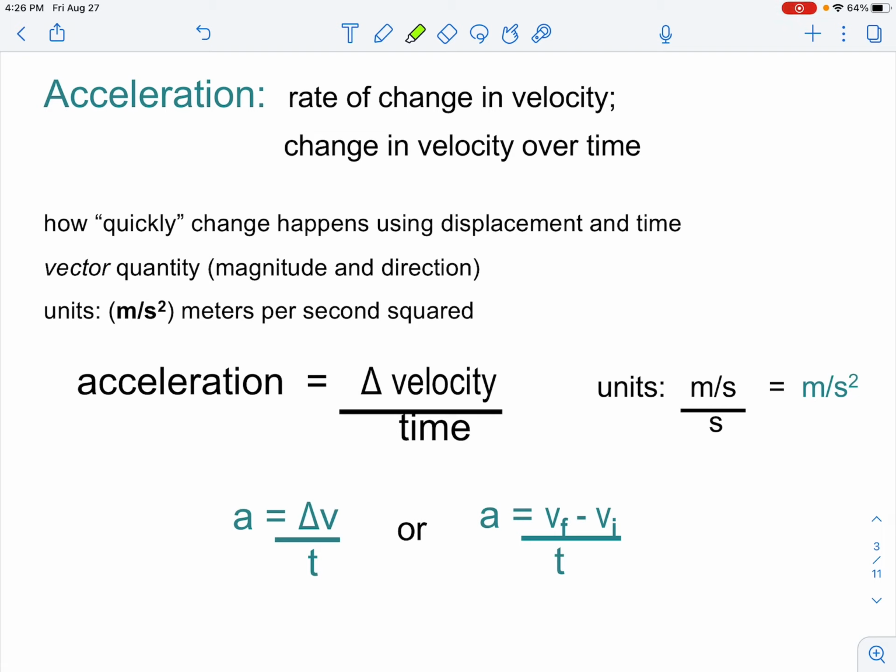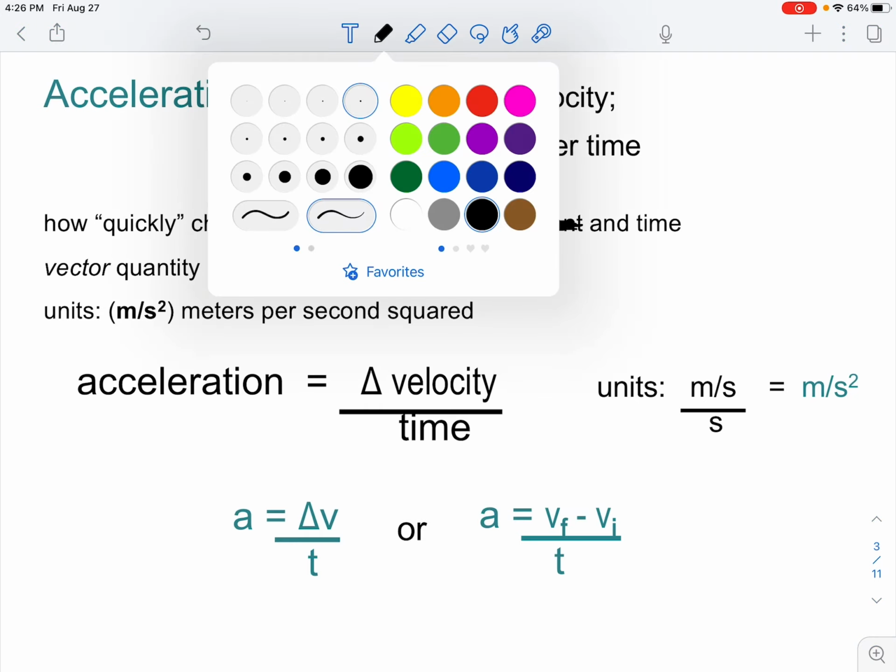So it says here using displacement in time. We're going to trade that out, and we're going to have that say using velocity in time.